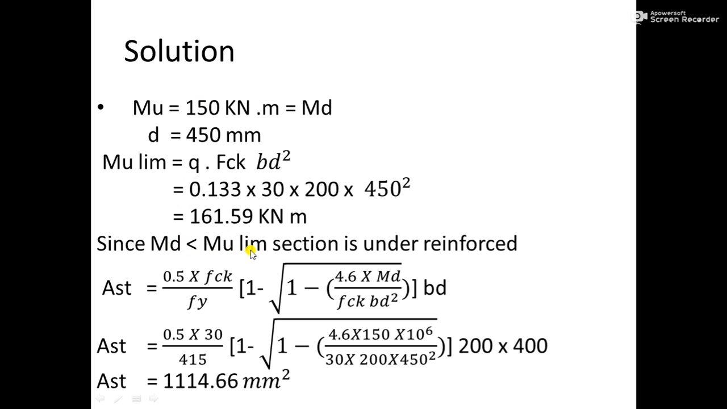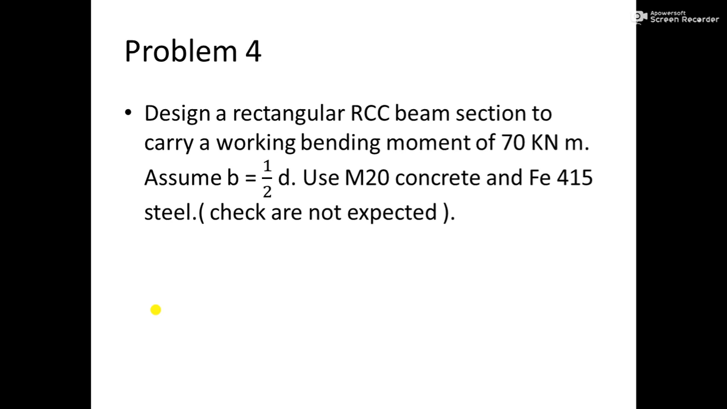Since Mu is less than Mu limiting, the section is an under-reinforced section. So for an under-reinforced section, you have to calculate the steel area. You can calculate this steel area by equating xu and xu max or Cu equal to Tu. But you can also calculate this steel area by using the formula which you have adopted for one-way slab, two-way slab or cantilever slab. So the steel area is 114.66 mm square. This is the problem.